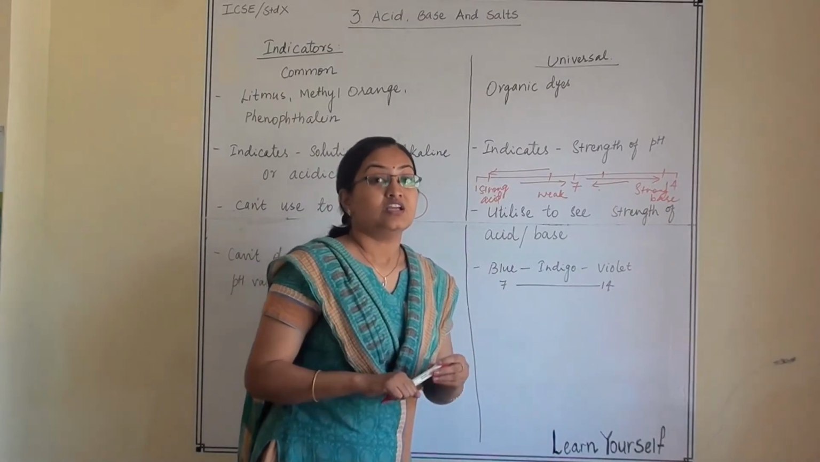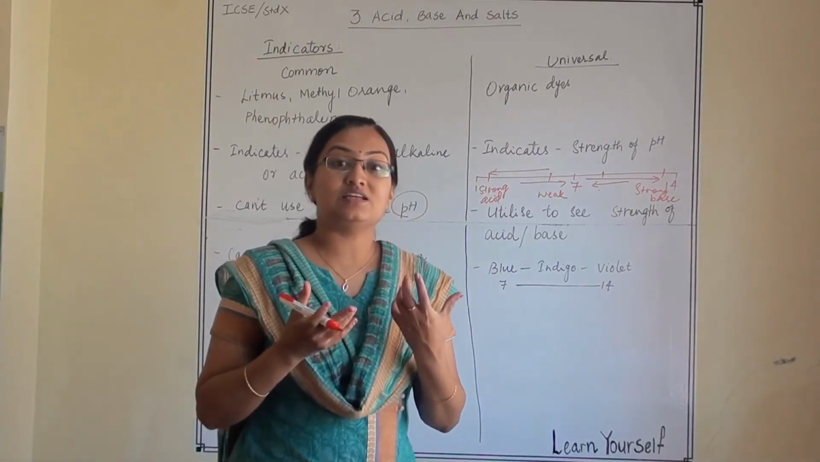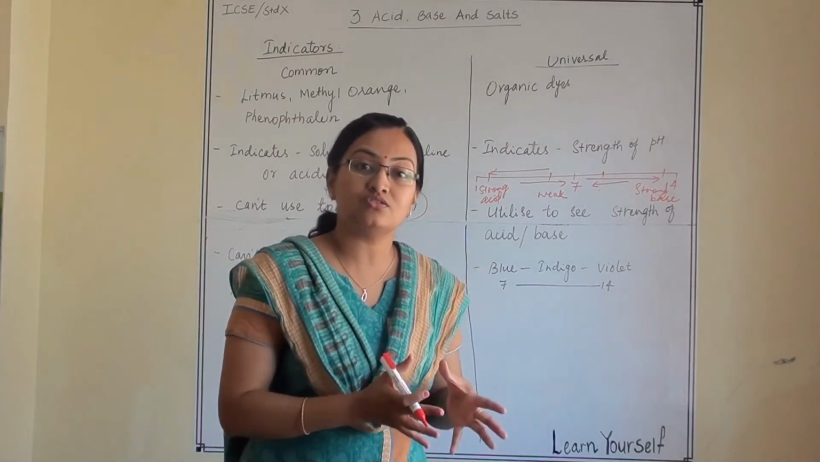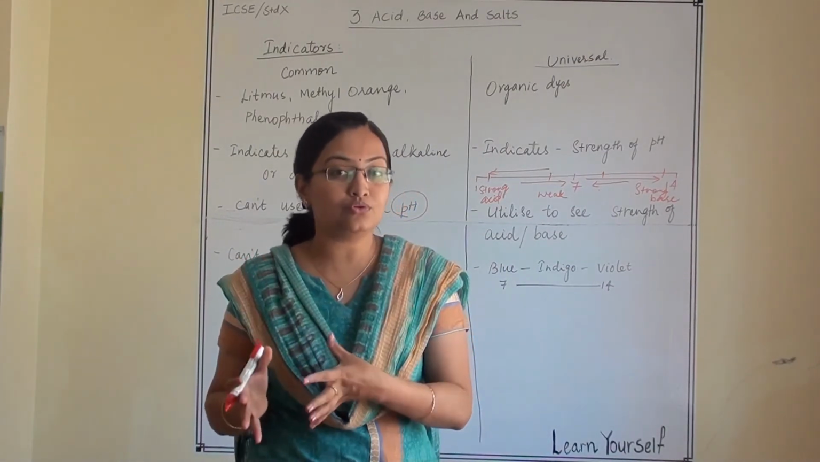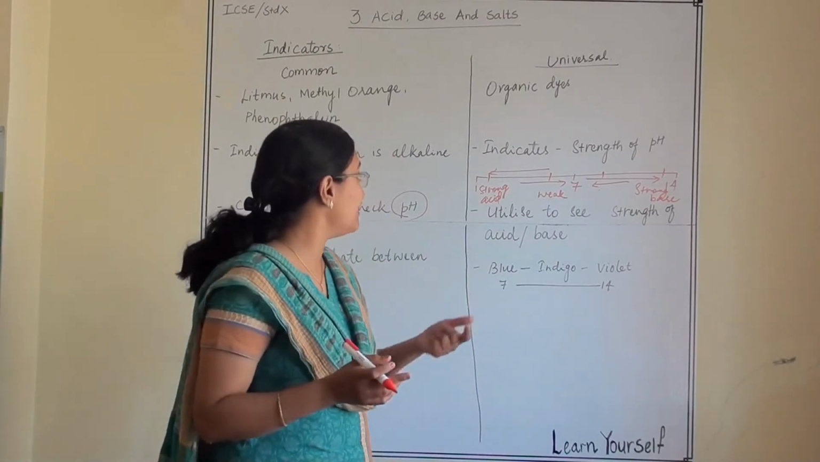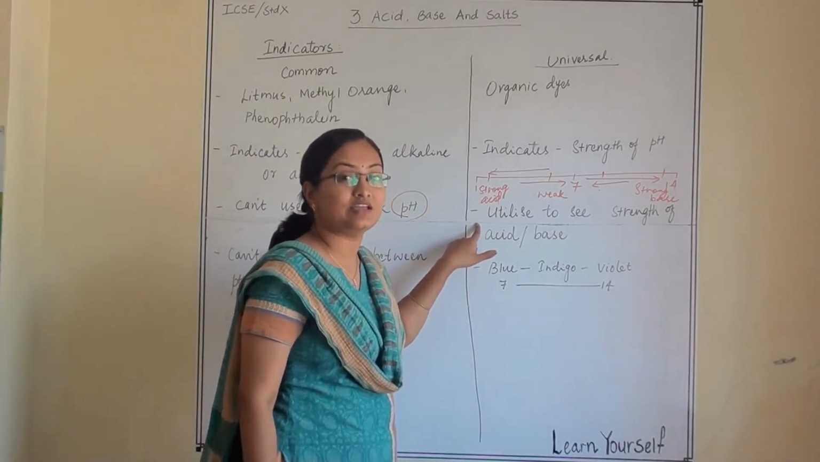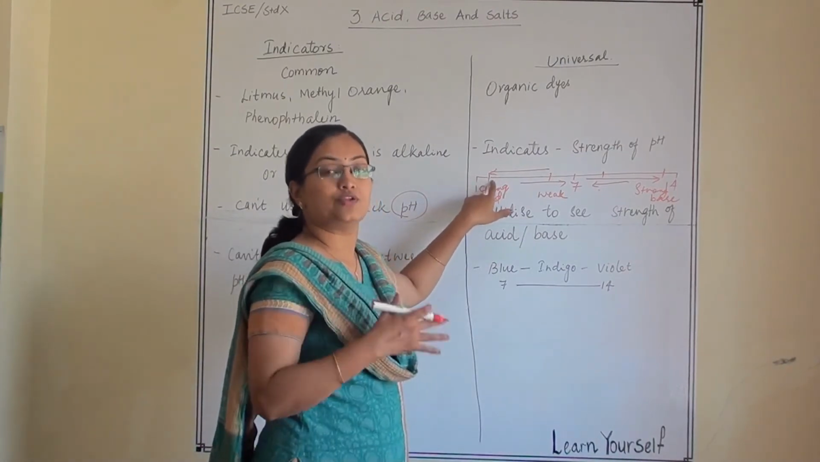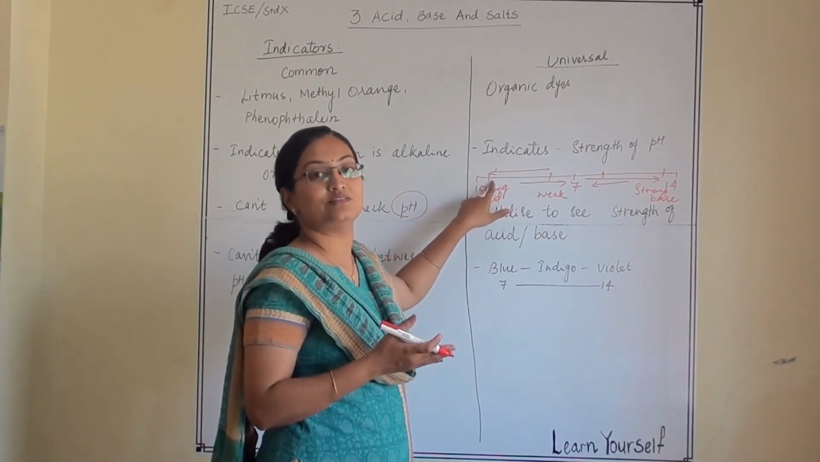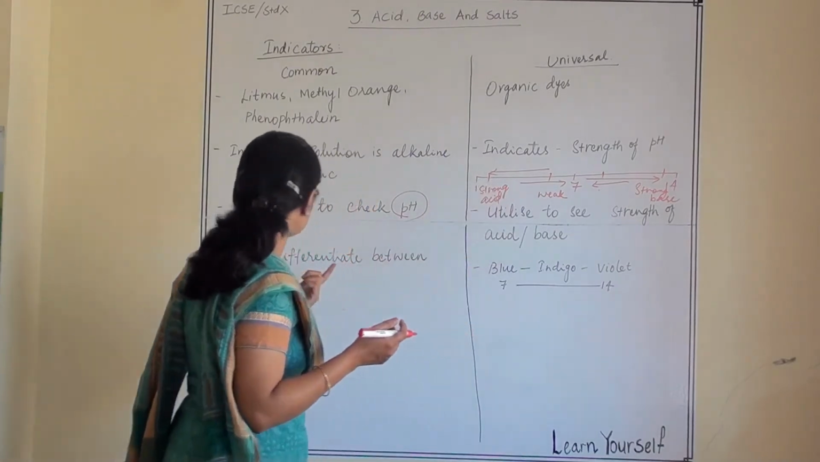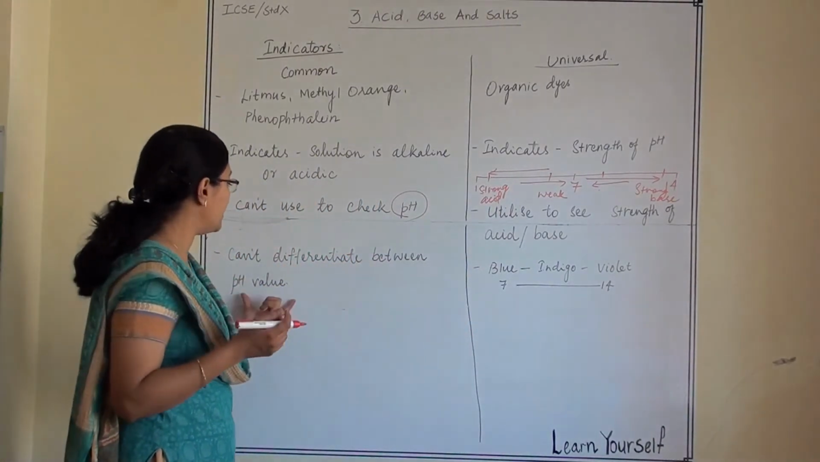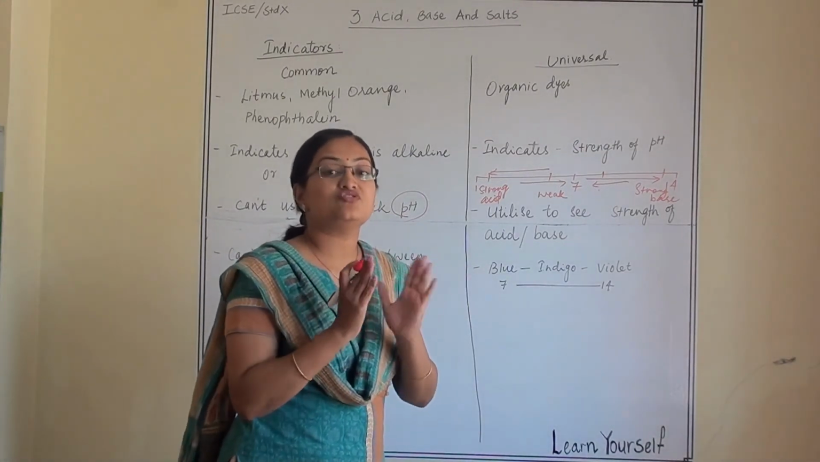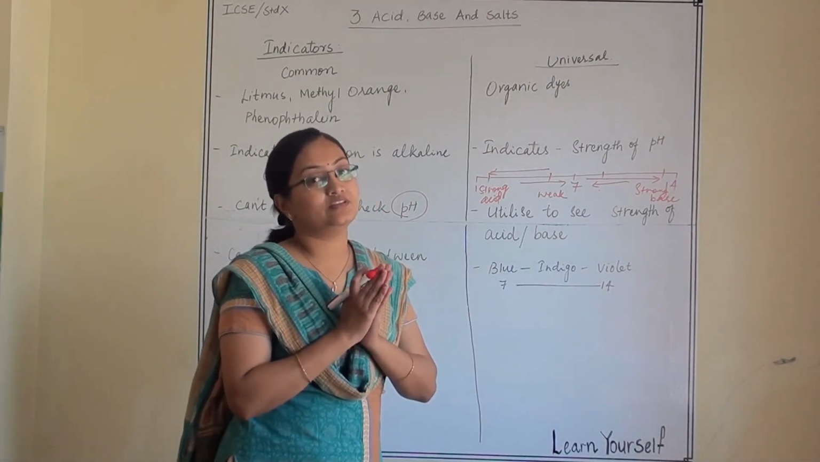Also, we know that this is an acid, this is hydrochloric acid, but we want to know whether this is concentrated hydrochloric acid or diluted hydrochloric acid. Then we can use this universal indicator. It will show you a pH mark, and from that you can decide whether this is a strong acid or a diluted one. A common indicator can't differentiate between pH values.